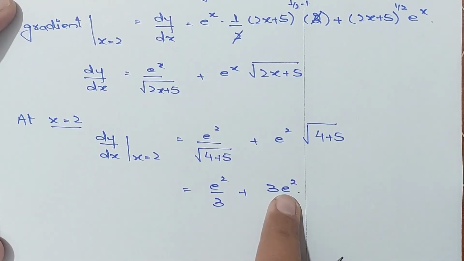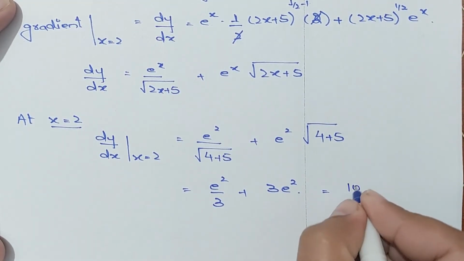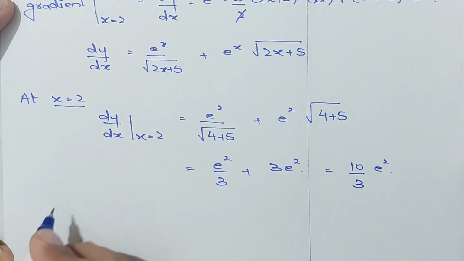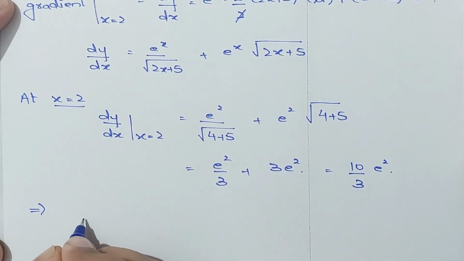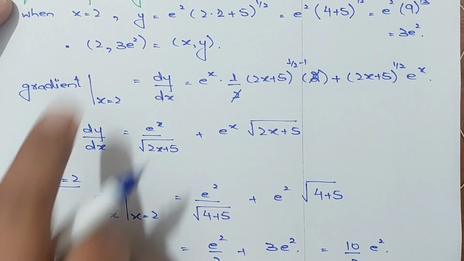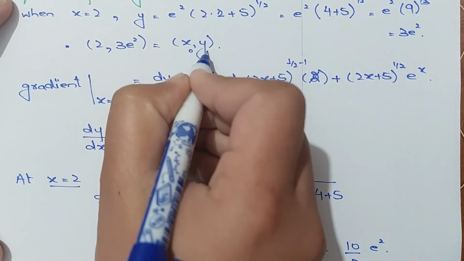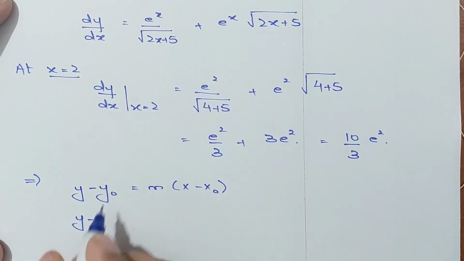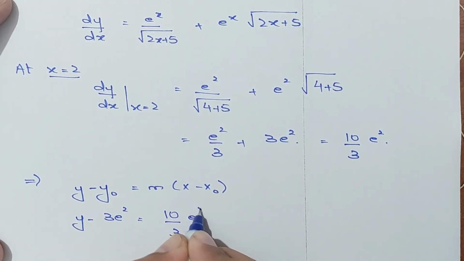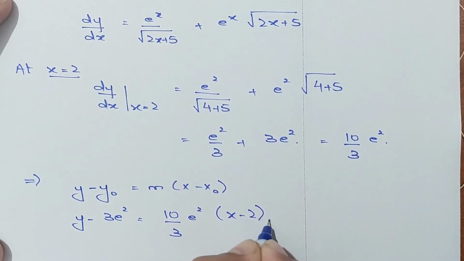So 3 times 3 would be 9, and 9 plus 1 is 10. This is 10 over 3e squared. Write down the equation of tangent. The equation of tangent is y minus y naught equals m times x minus x naught. This is my x naught and y naught, which is 2 and 3e squared. The gradient is 10 over 3e squared, so y minus 3e squared equals 10 over 3e squared times x minus 2. This is my equation of tangent, right?